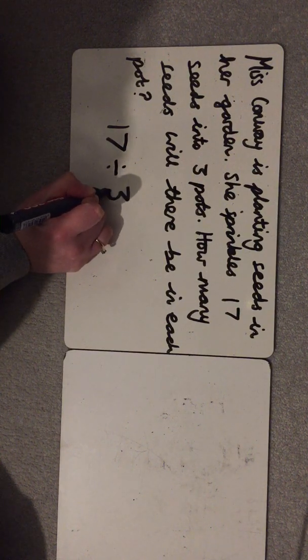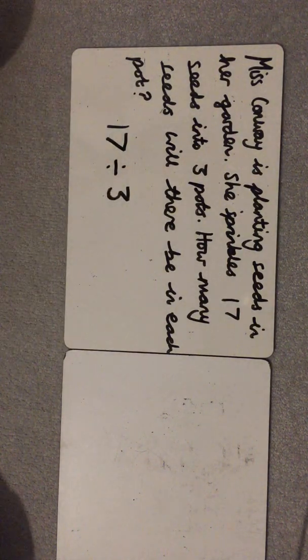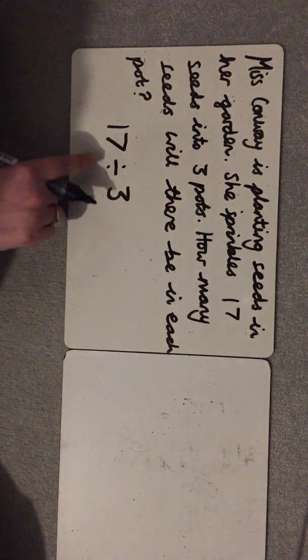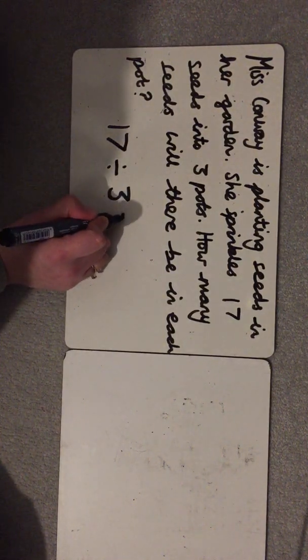She wants to make sure there are the same number in each pot, so there are the same number of flowers. She doesn't want one pot with 1 flower and then another pot with loads of lovely flowers. She wants them to all look lovely. So 17 divided by 3 is the same as.